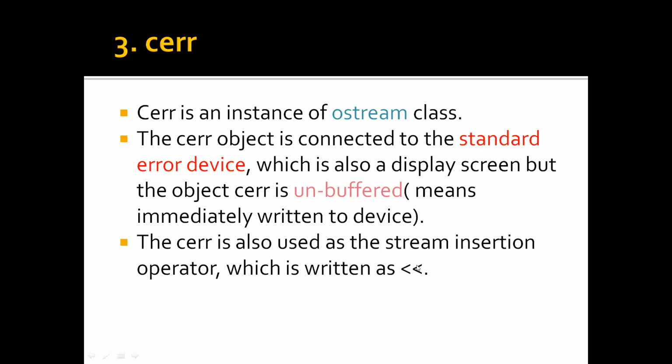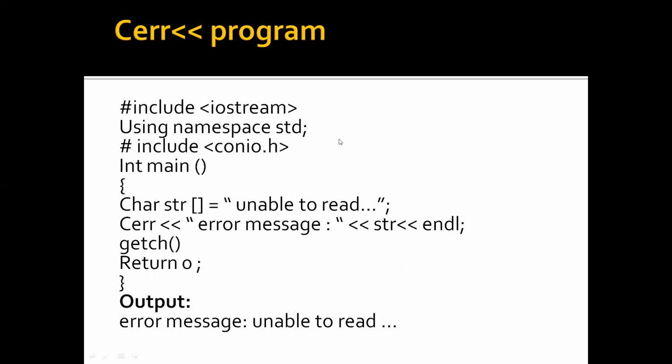Let us see the program for cerr. Include iostream, using namespace std, conio.h, int main, char string equal to unable to read. You have given a string as unable to read. cerr error message. So we have given this as an error message. The string which you have given will be placed in this place. endl, getch and return 0. So you'll get the output as error message equal to unable to read. So this is a program for cerr.